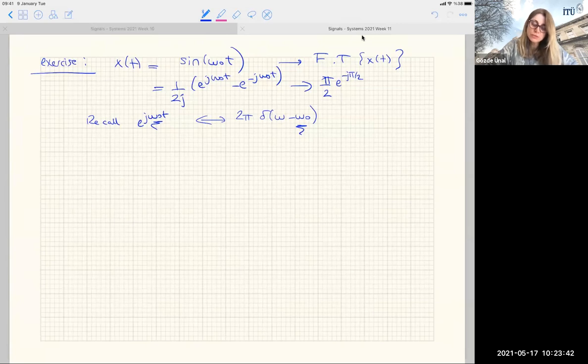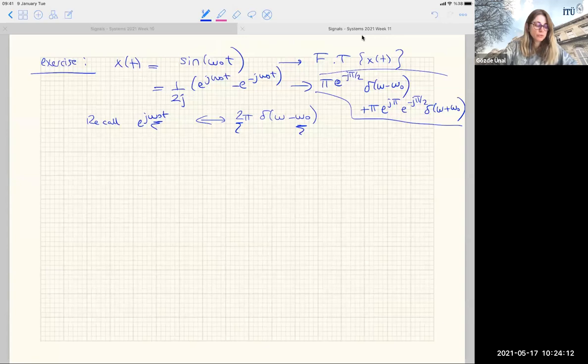Okay, the 2's cancel actually. There is a 2 here, so it's going to be just pi. Pi e to the minus j pi over 2 delta omega minus omega 0. Now I have a minus, but I can put that to, maybe let's make it plus, pi e to the j pi over 2 delta omega plus omega 0, right? For instance, as an exercise, please do this on your own.